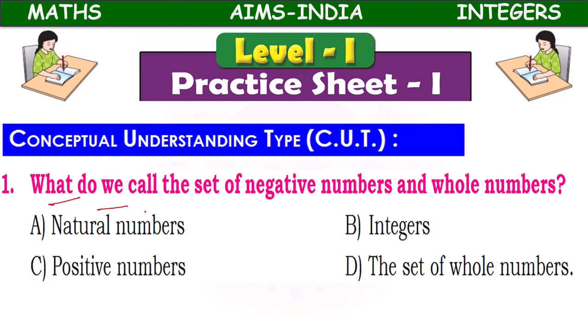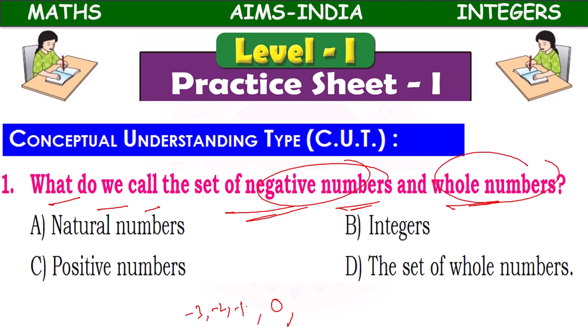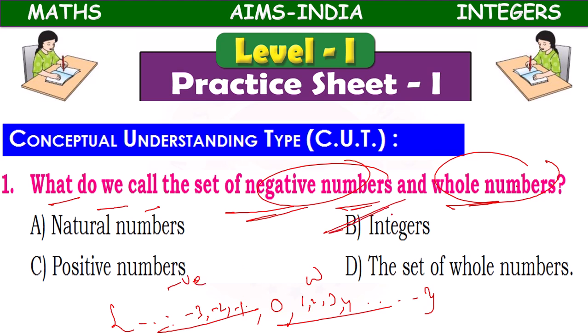Here, what do we call the set of negative numbers and whole numbers? The set of negative numbers means minus 3, minus 2, minus 1. Whole numbers means numbers starting from 0: 0, 1, 2, 3, 4 and so on. These are negative numbers and these are whole numbers. These two together are called integers. So B option is the correct answer.